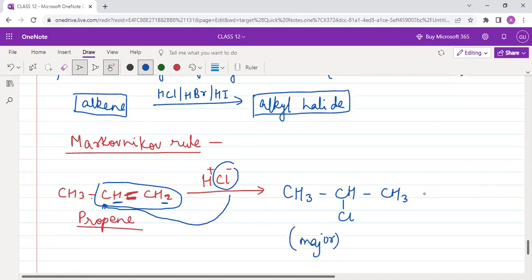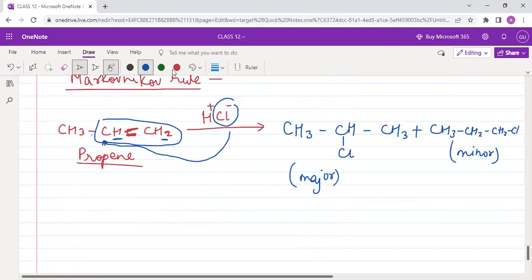The other product will be where Cl goes to the carbon atom which has more hydrogens. So the next product will be CH3, CH2, CH2, and Cl. So this is your minor product. This way, two types of products are formed, and the major product is decided by the Markovnikov rule.